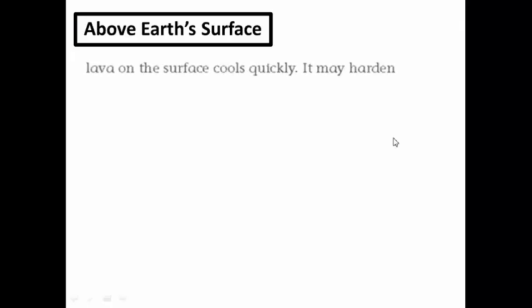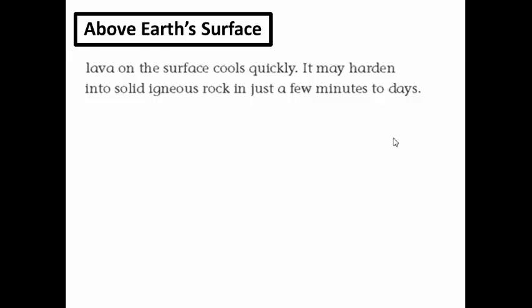So here, lava on the Earth's surface cools quickly. You know that the lava is very hot. Yes, perfect. Lava, or magma, is very hot. On the surface it cools quickly. It may harden into a solid. What is solid now? When this lava becomes cool, it changes into a solid. So this solid is called igneous rock. It can be formed in just a few minutes or a few days.